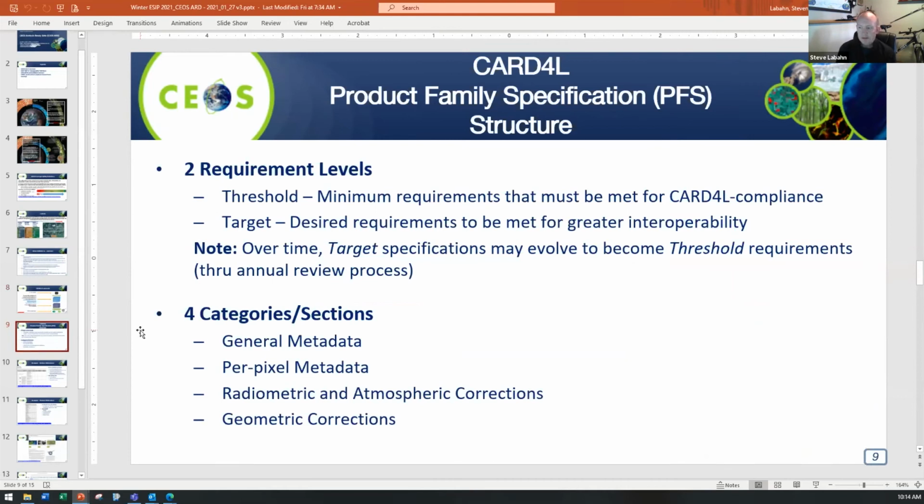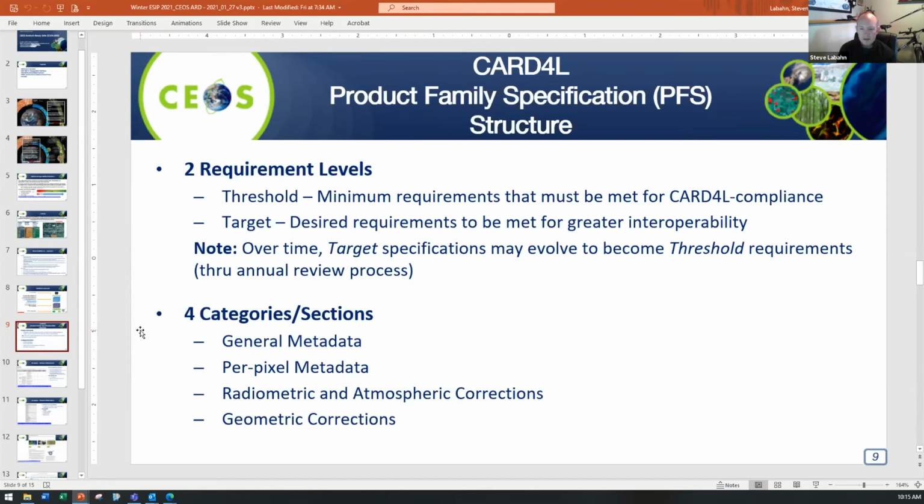And just a little bit more about the specifications themselves that might be helpful. The specifications really have two levels. One's a threshold level and another is a target level. And to become CARD 4L compliant, it's the threshold level that's the minimum required. However, we do have target level requirements for those seeking higher levels of interoperability, as we talked about earlier. Over time, we do expect that some of those target levels of requirements may move into the threshold level. So that's an evolution of those specifications.